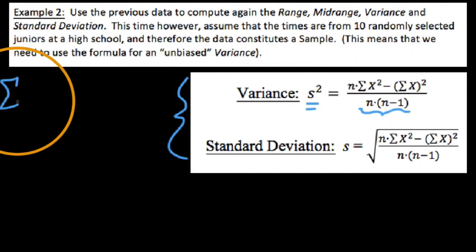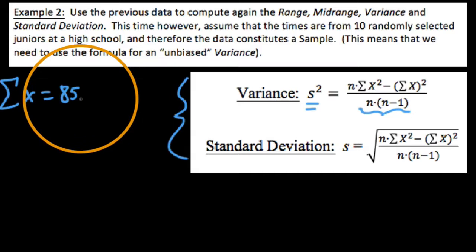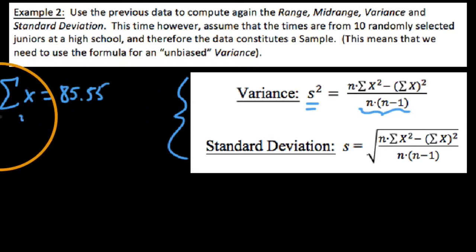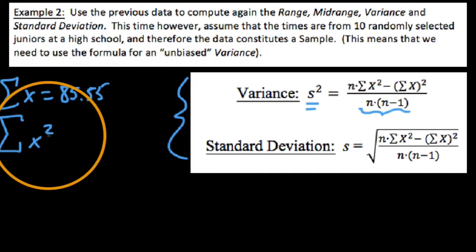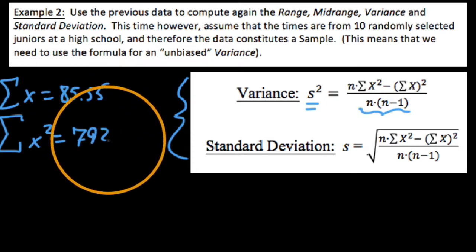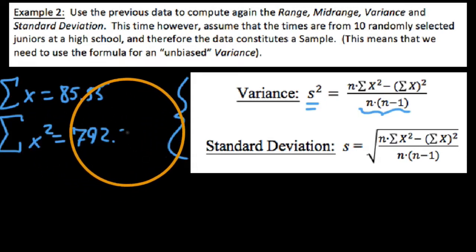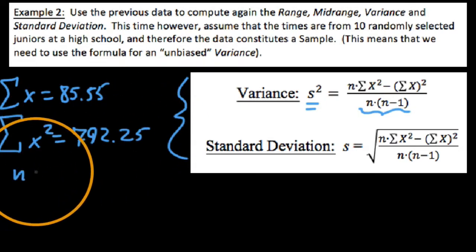So just to keep this simple, I will tell you this: we still need all of the same values. These are values we calculate all the time. We get 85.55 is the sum of our data. The sum of our squared data, the data when we squared it and added together, was 7092.25. And then in this case, we say lowercase n is 10.